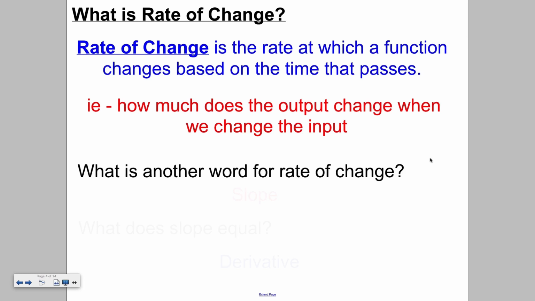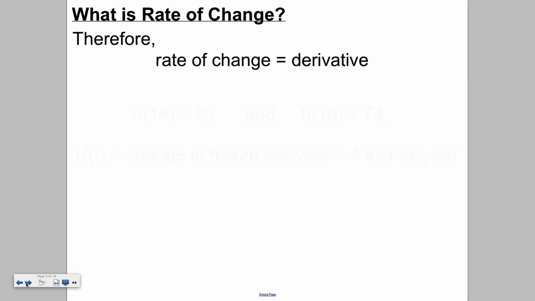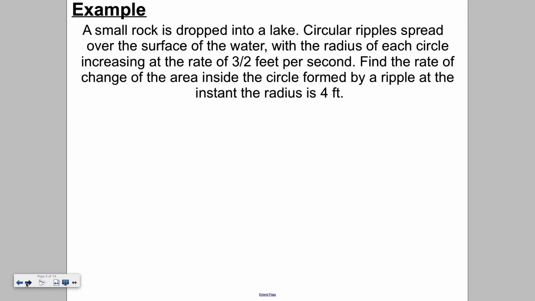Alright, so going back to the beginning of the semester, when we first started talking about derivatives, what is another word for rate of change? Well, hopefully this has been drilled into your head by now, either by me or by a previous mathematics teacher. Rate of change is the same thing as slope. And in calculus, what does slope equal? Well, slope equals the derivative. So again, for all of these, we're trying to find the derivative. In order to find the rate of change, we do need to find the derivative. So therefore, rate of change equals derivative. Boom, done, moving on.